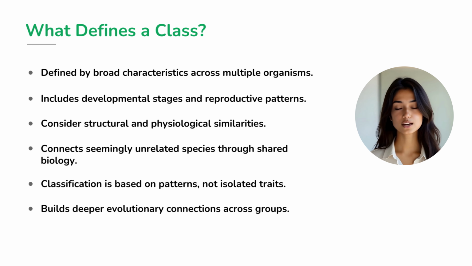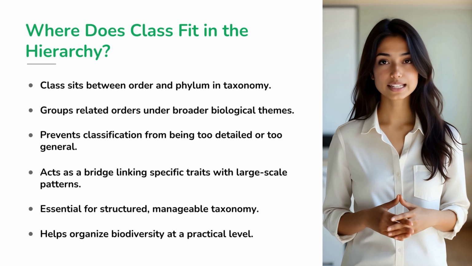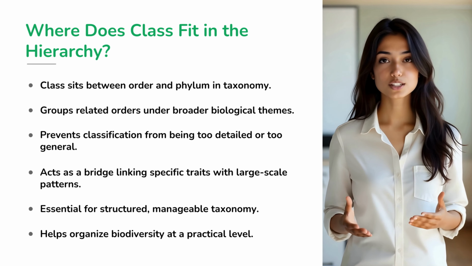In the taxonomic hierarchy, class sits comfortably between order and phylum. It brings together several orders that, while diverse, still retain essential biological similarities. Without the class level, our classification would become either overly detailed or far too vague. It strikes a balance, organizing the complexity of life into manageable, meaningful categories. This makes class an essential building block in the structure of biological taxonomy.